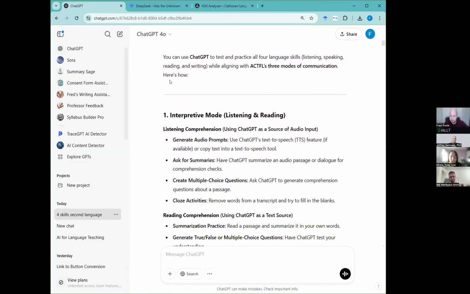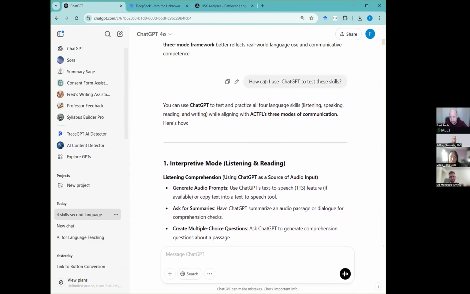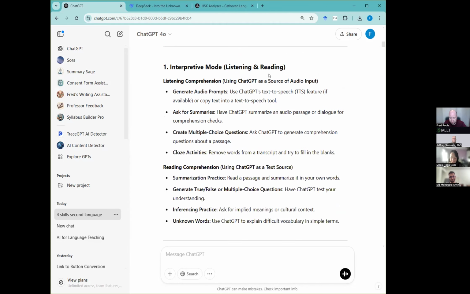The next one I went into, and maybe something that's a little more interesting, is thinking about how we can use ChatGPT to test these skills, to practice these skills is what I meant to put, but apparently I went a little bit different here.